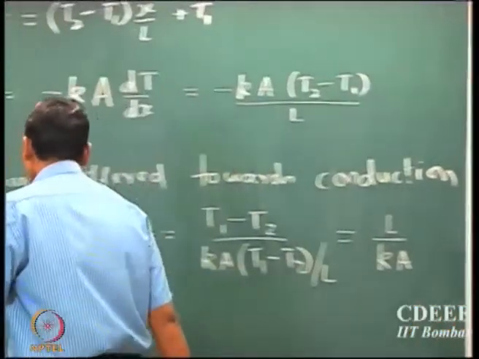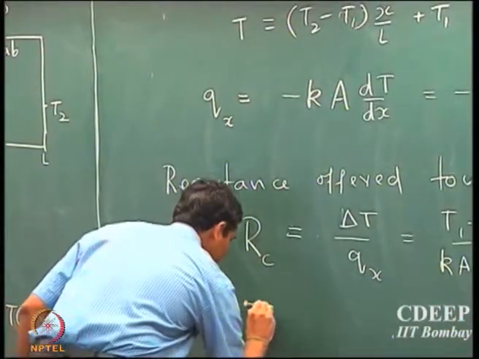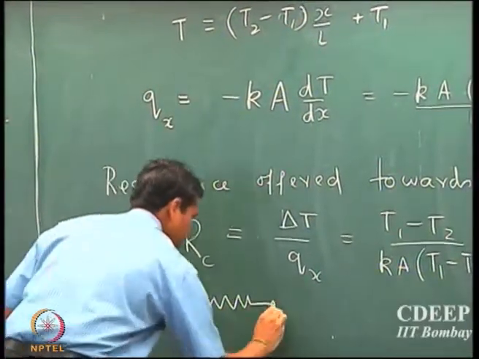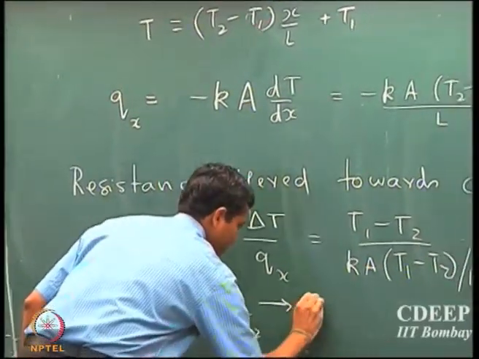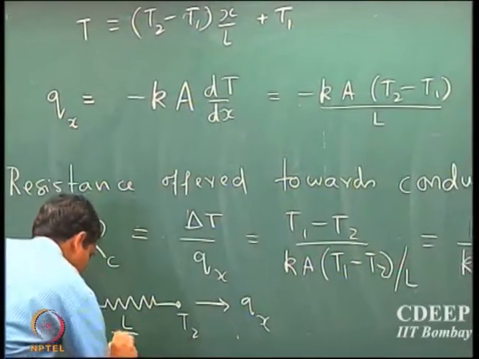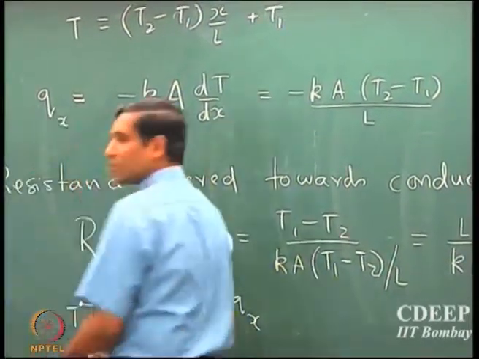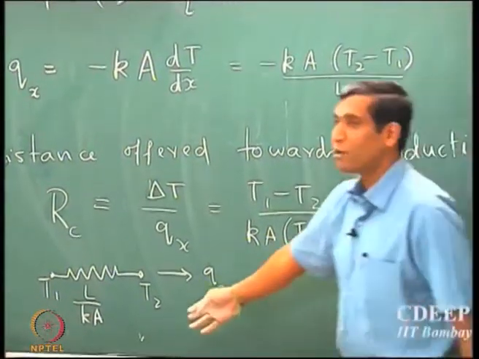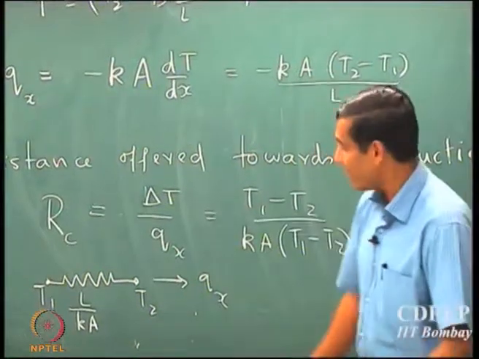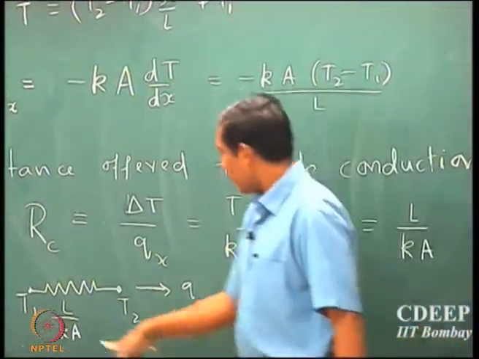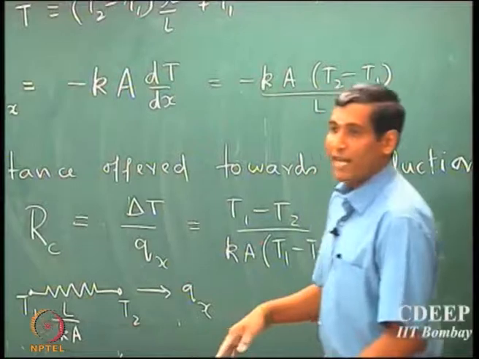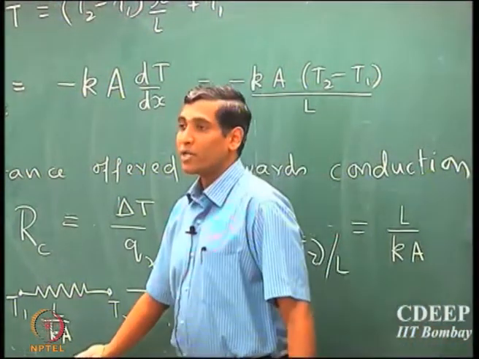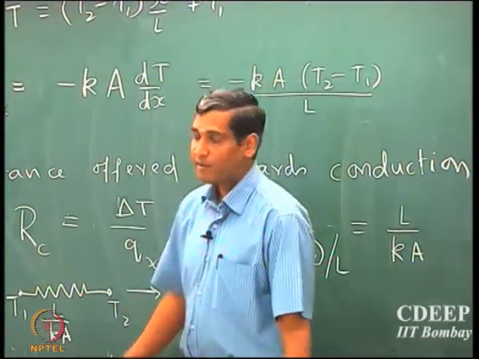Okay. So therefore we can easily translate this into a simple resistance network, and this sort of network you are familiar with from your pre-JEE days, where we can say that there is a network and it is connected by the temperature of the two surfaces of your system, and the resistance of the network is given by L by kA.